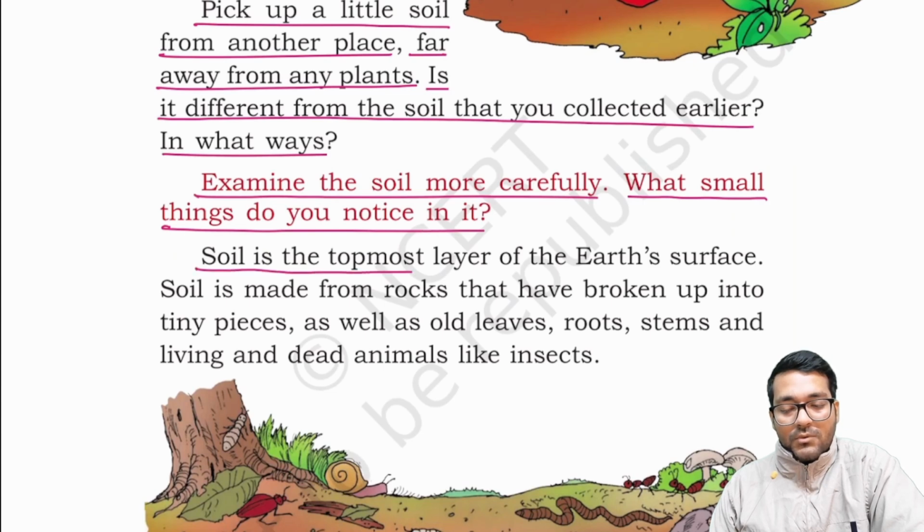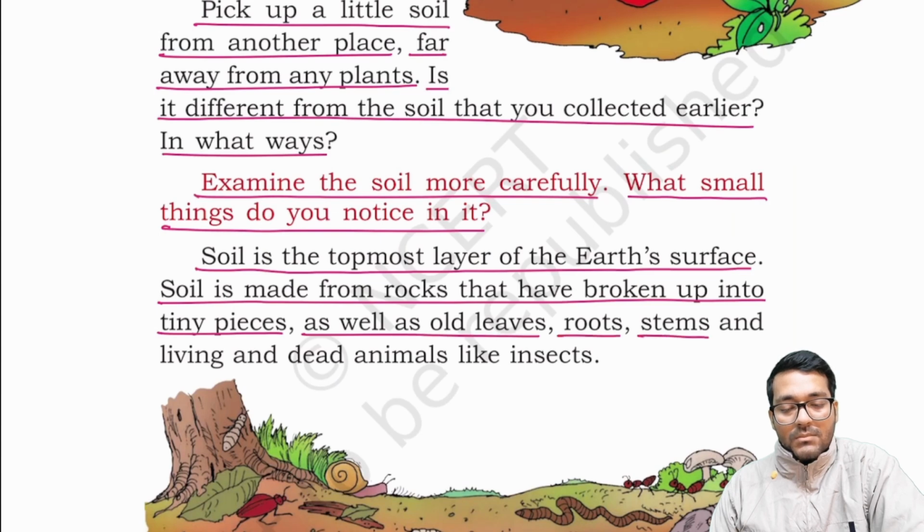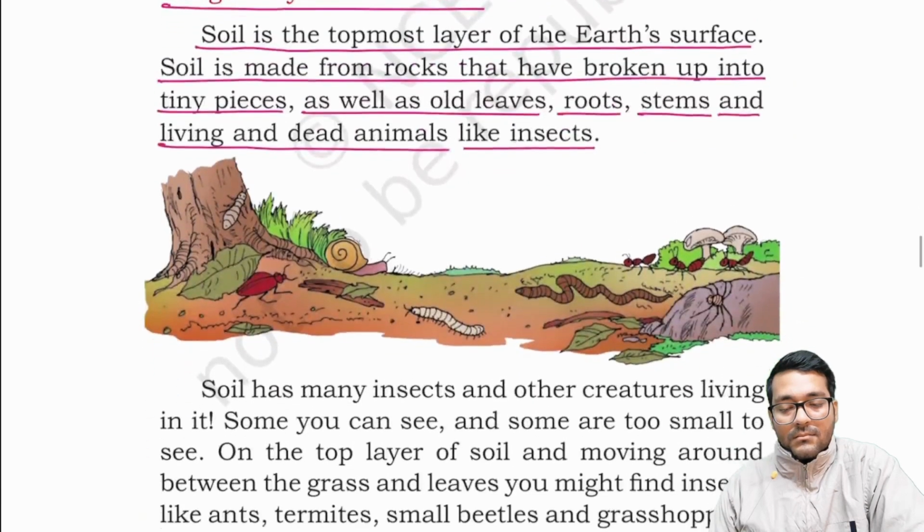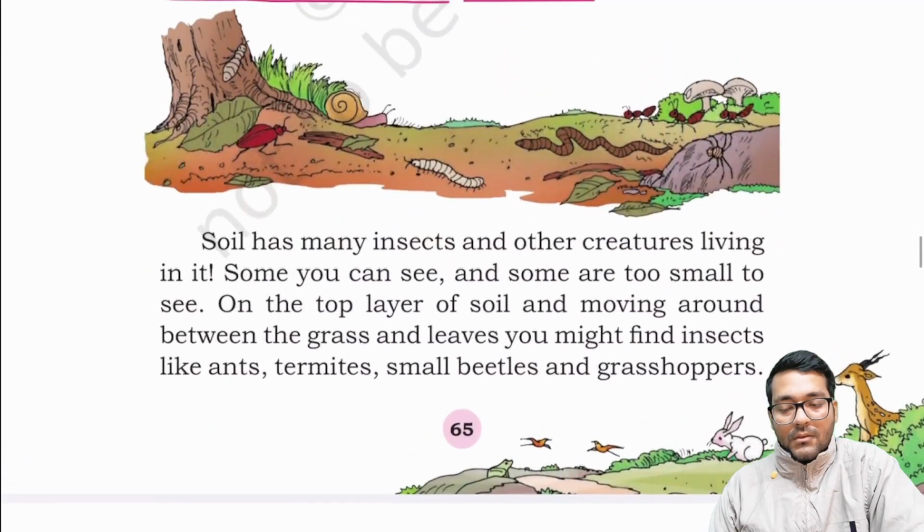Soil is the topmost layer of the Earth's surface. Soil is made from rocks that have broken up into tiny pieces as well as old leaves, roots, stems, and living and dead animals like insects. Soil has many insects and other creatures living in it. Some you can see and some are too small to see.